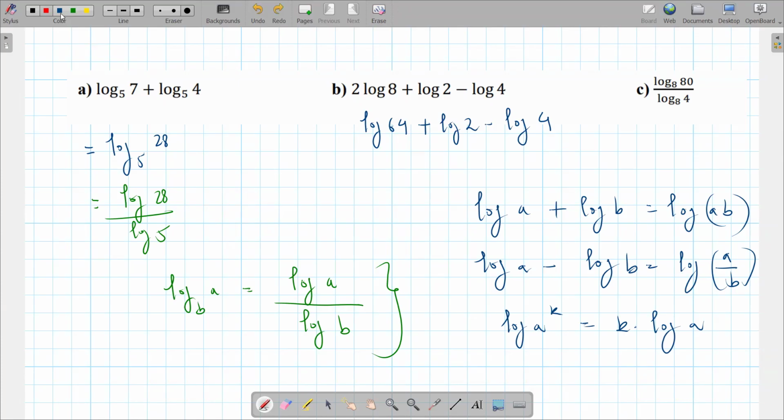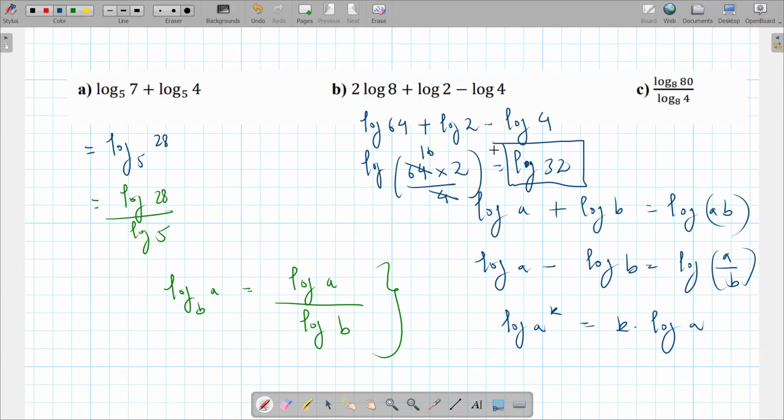So let's combine them into one big log. So it becomes log of 64 times 2 over 4. This goes into the 16 times. So the answer is log 32 on a calculator, whatever that is, done. What about C? How do we simplify that? That one looks a bit tricky, right?